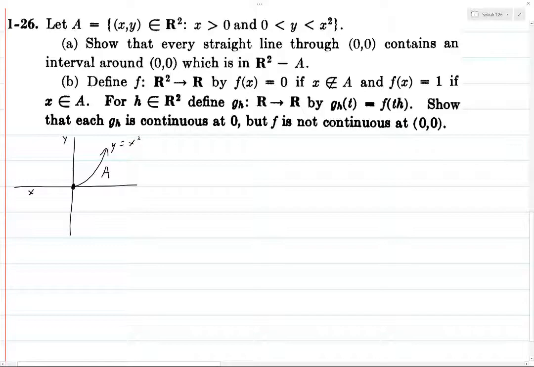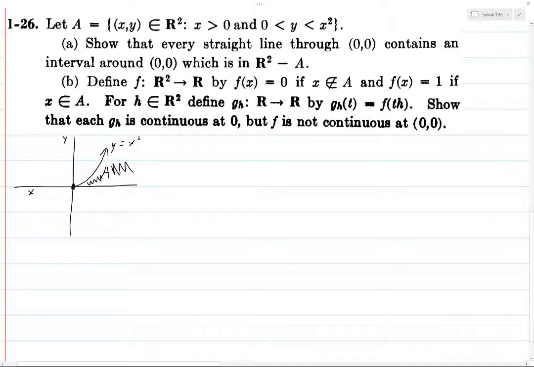So it's going to be above the line y equals 0, but below y equals x squared. And it also, importantly, does not lie on any of these solid lines that I've drawn. So if you want to draw it more clearly, you could put dotted lines along this curve y equals x squared. But anyways, A is this region inside here.